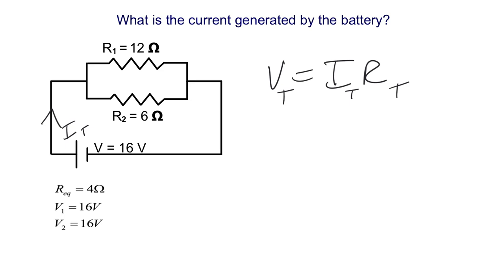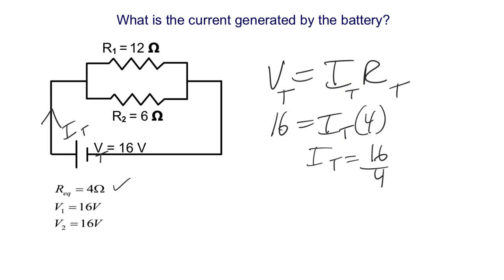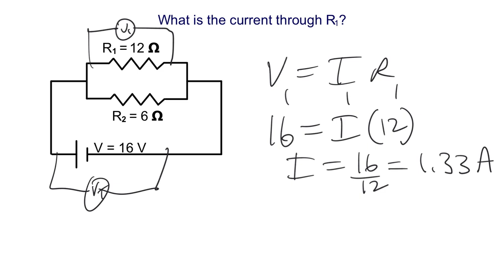So the total current generated by the battery is IT. I have VT, that's 16 volts. And I have RT, which we found before, as 4. So IT equals 16 divided by 4 equals 4 amps, or coulombs per second. Okay, so sorry, I worked this out already.